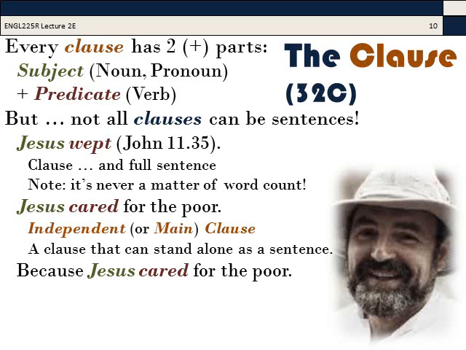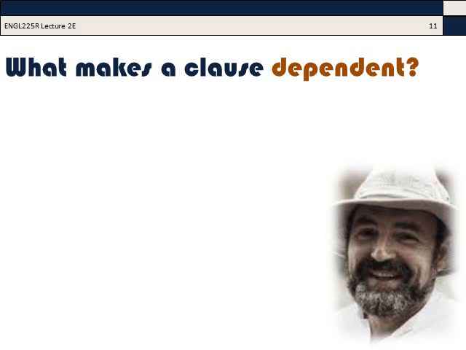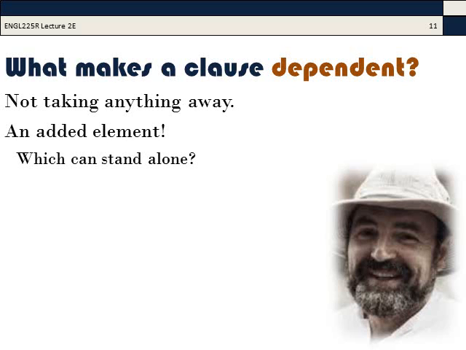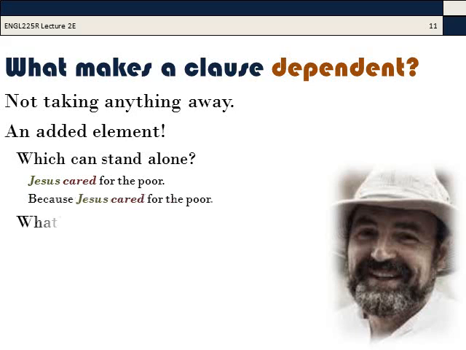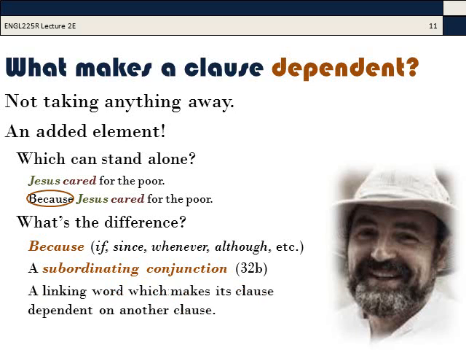Because Jesus cared for the poor, well, that's a dependent clause which cannot stand alone as a sentence. Okay, so you have a subject and verb that can't stand alone. Why? Well, not because you took anything away, but because of something added. Jesus cared for the poor, because Jesus cared for the poor. What's the difference? The word because. And it's one of many words, if, since, whenever, although, etc., that makes a clause so it can't stand alone.